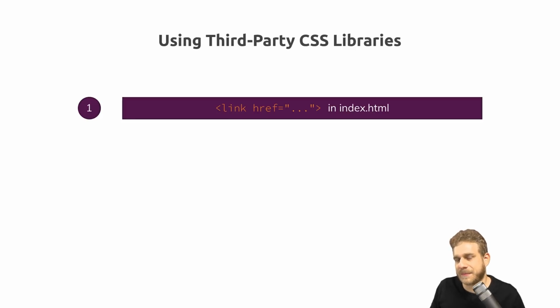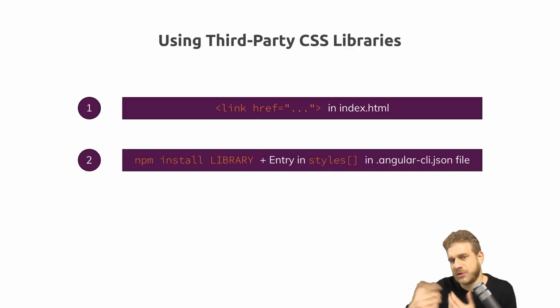The second possible approach is to either download the CSS file, the CSS library file you want to use, or use npm install library to install it, and then add an entry to the styles array in the angular-cli.json file. And that entry simply needs to be the path seen from the source folder on, so not from the root folder, but from the source folder of your app on, to that file you downloaded or you installed. This is how simple you can add a CSS library.